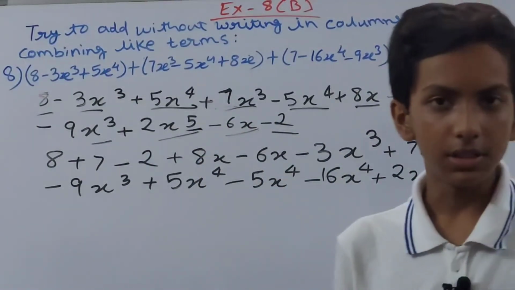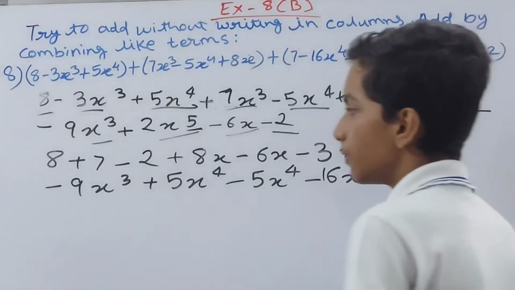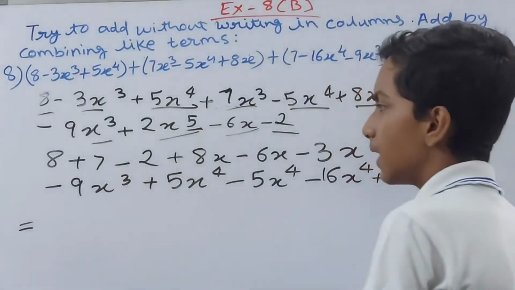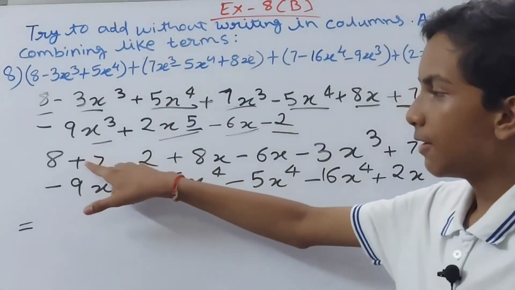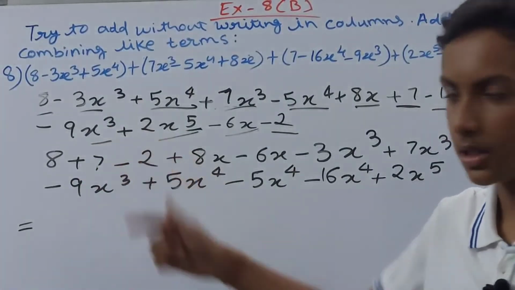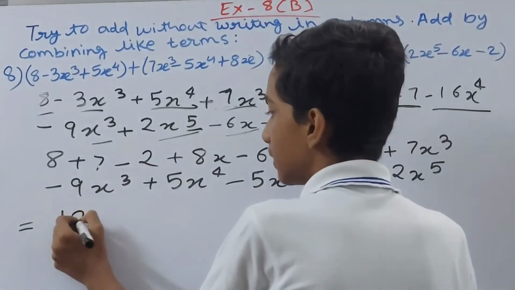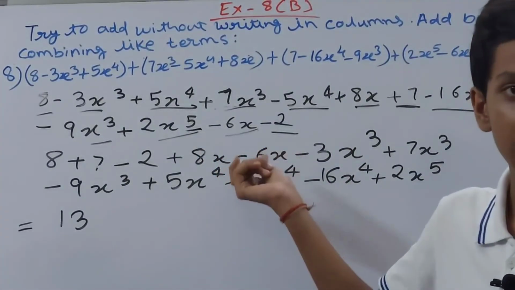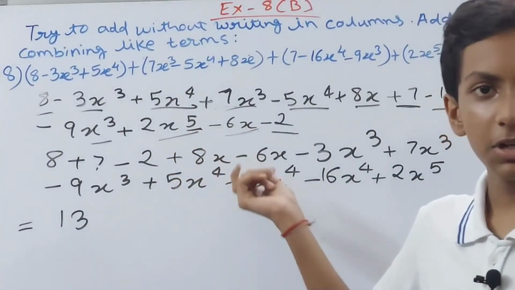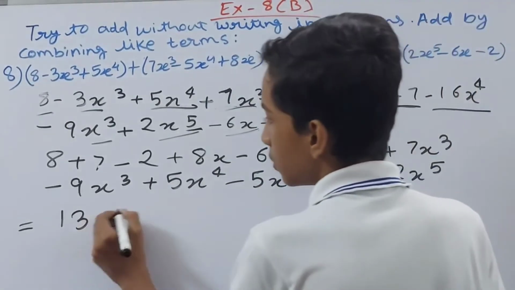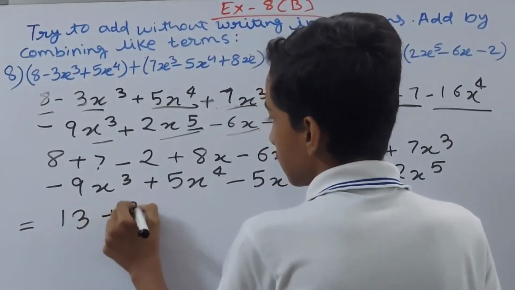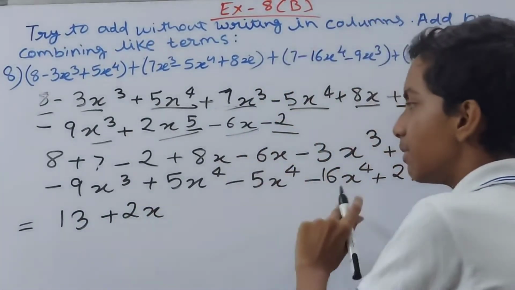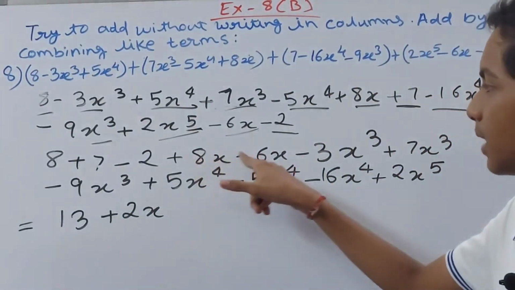Now we solve these. Very simple, it will be solved easily. First we have the numbers: 8 plus 7 is 15 and 15 minus 2 is 13. So we write that down, 13. Now plus 8x and minus 6x, so plus 8 and minus 6 will be 2, so plus 2x. Still it will be plus only, because 8 minus 6 is 2, right?